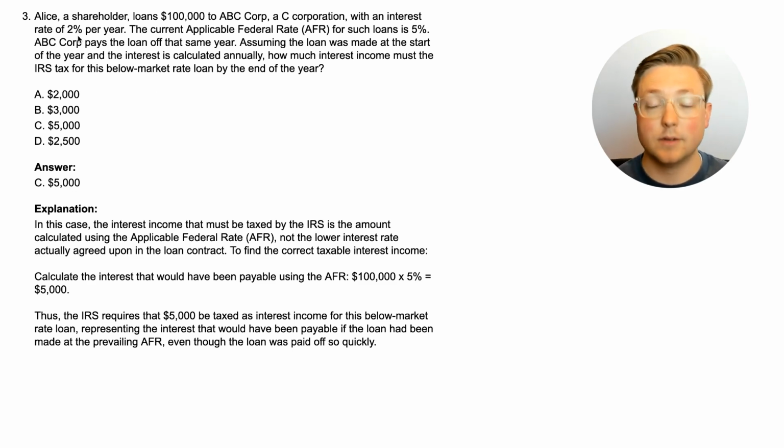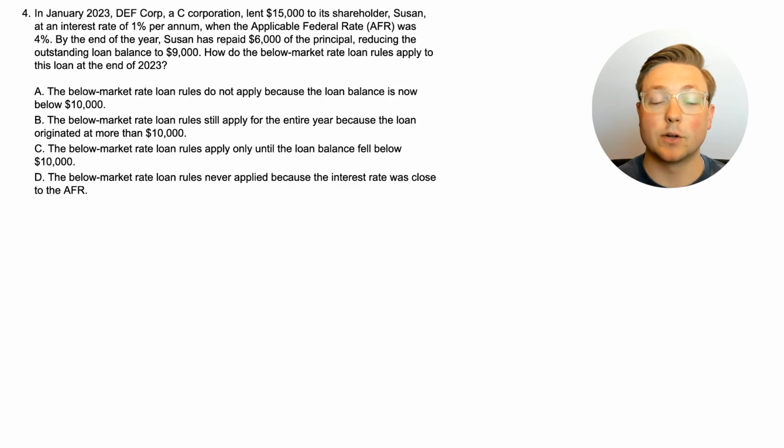So $5,000 is going to be the amount of interest income that is taxed, even if that wasn't the amount that was actually paid. And this also applies in situations like this where the loan was paid off all in the same year. The AFR is still taken into account for the taxable interest income. All right, let's go to the next question. All right, here we are at question 4.